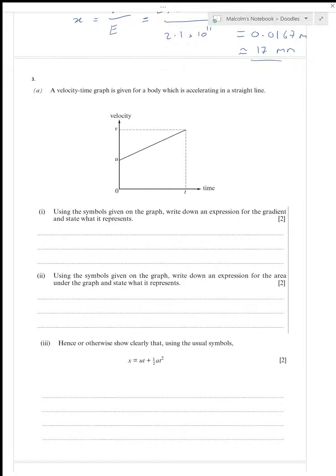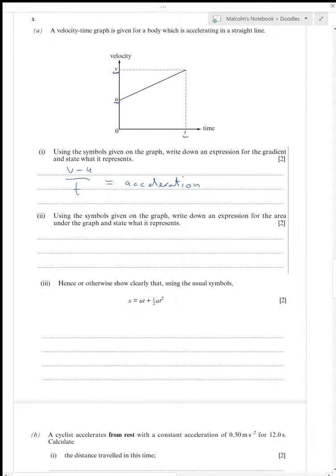Right, question 3. Velocity time graph given for a body accelerating in a straight line. We've got the usual symbols here: initial velocity, final velocity, time taken. Using the symbols on the graph, write an expression for the gradient and state what it represents. So gradient, change in y divided by change in x, so that's v minus u is the change in y. Change in x is just the time taken t, and that is equal to the acceleration. Remember, gradient of a velocity time graph gives you acceleration.